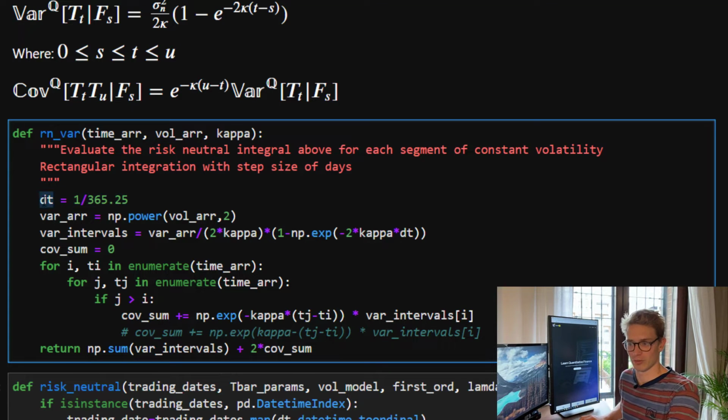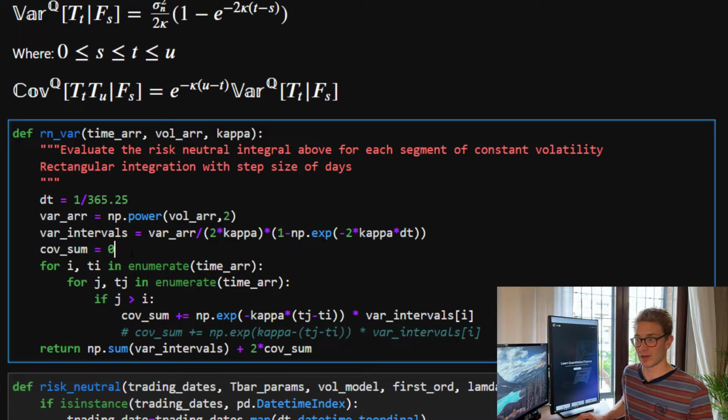That's going to be 1 over 365.25. We've got our variance array, which is equal to our volatility array squared, which we're reading in, and then we can calculate our variance intervals. All I'm doing here is taking that volatility squared, dividing by 2 times kappa, and then multiplying by 1 minus the exponential of minus 2 kappa times that change in time.